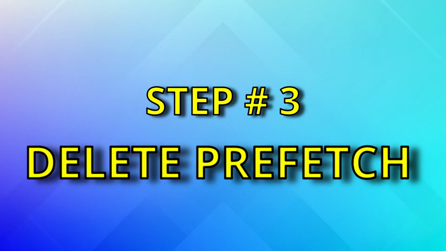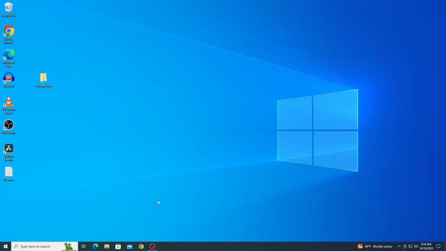Step 3. Delete prefetch files. These files are used to help speed up the load times of programs. If you uninstall a program or app, the prefetch files will be left behind in the Windows 10 prefetch folder.